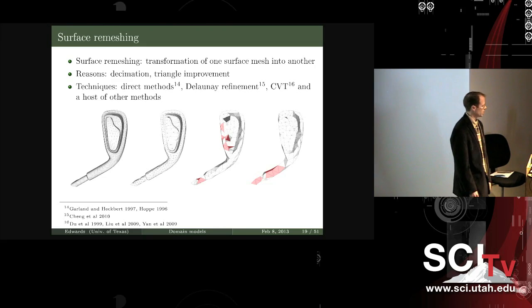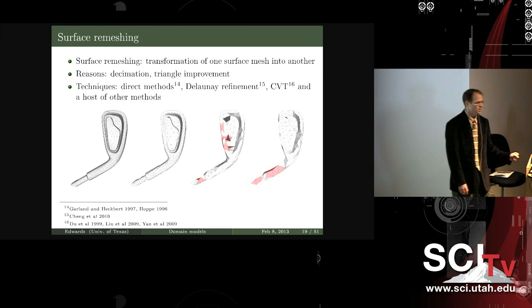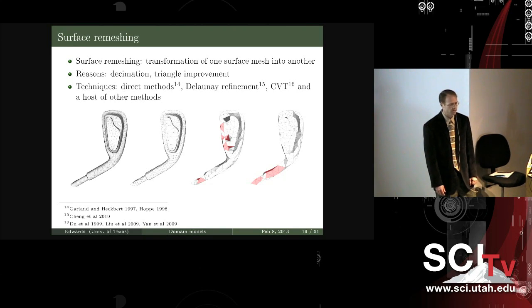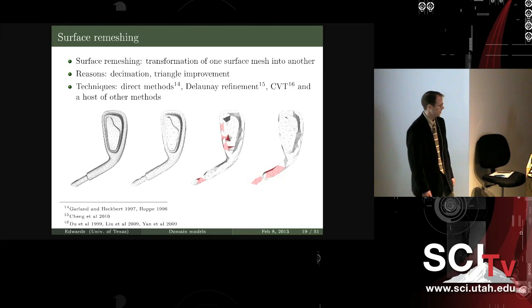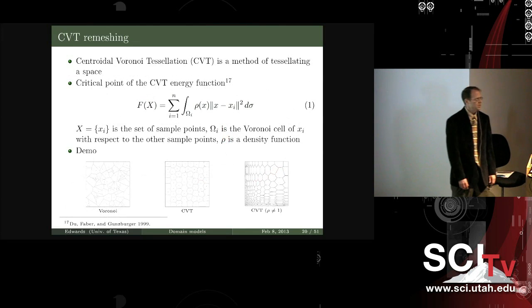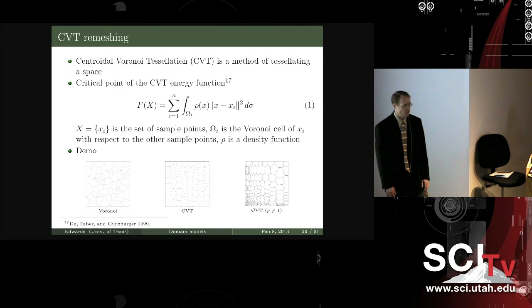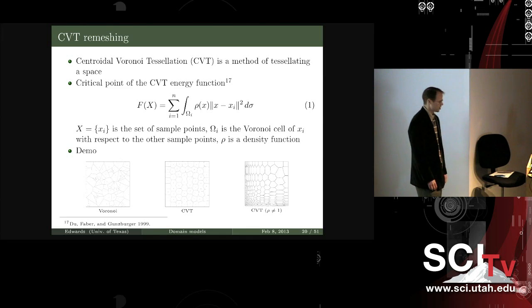improve the triangle quality. One of the algorithms that we've adopted is the centroidal Voronoi tessellation, which is similar in spirit to some of the meshing software that's going on here at the SCI Institute, I understand. And I'm looking forward to learning more details about that. But the CVT is an algorithm that minimizes an energy function. The energy function is up there.